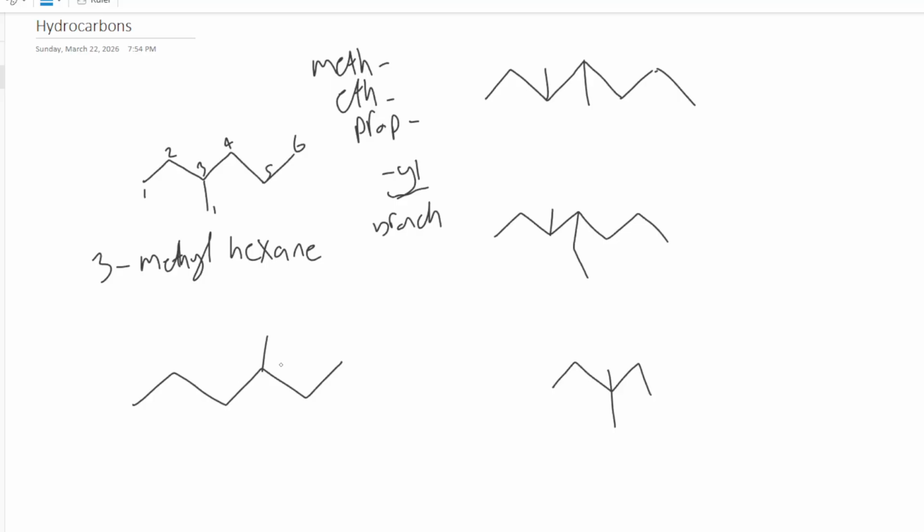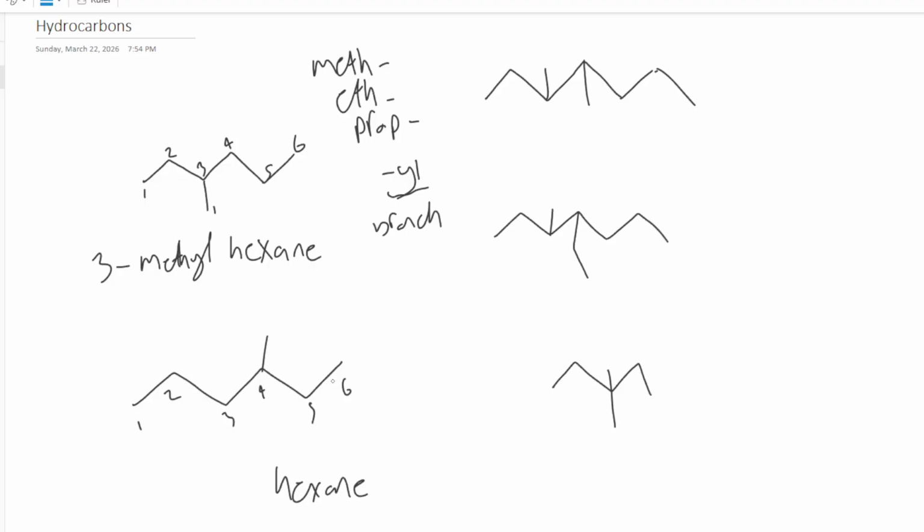Now, one very important thing you need to know about naming in terms of this number right here is that you always have to make sure that this number is as low as possible. So what do I mean by that? For example, let's take a look at this. This structure is practically identical to this. It is still a hexane. Let me just check. 1, 2, 3, 4, 5, 6. Right? It's still a hexane, and it still has a methyl branch, but instead, it is on the fourth carbon atom.